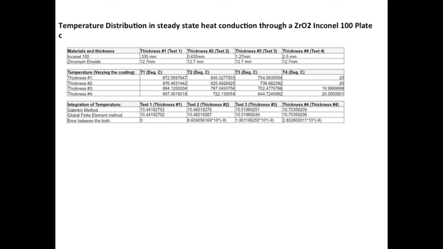In this Excel file, I have exported the data from Maple doing my 1D modeling, using the Inconel 100 plate as a constant thickness and then varying the zirconium dioxide thickness, showing the impact to the 4 temperatures, the exact solutions that get calculated, and also the amount of error difference between the Galerkin method and the global finite element method. They're very, very accurate methods, but at 1 thickness, the error actually is 0.